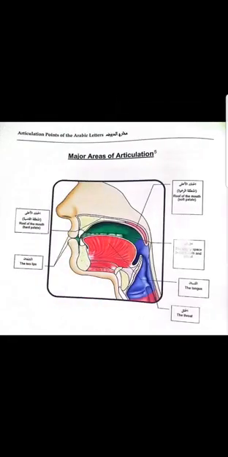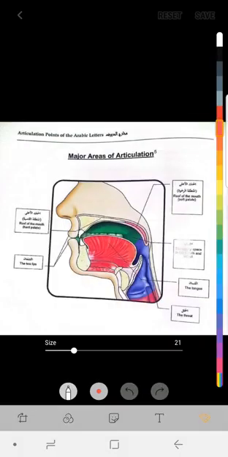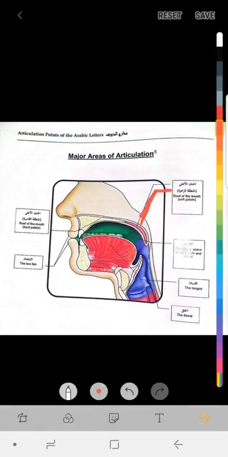So look at this picture. In this picture you can look at these articulation areas. For example, look at this one. This is the roof of the mouth, the soft palate. And this area is the roof of the mouth, and this is the hard palate.